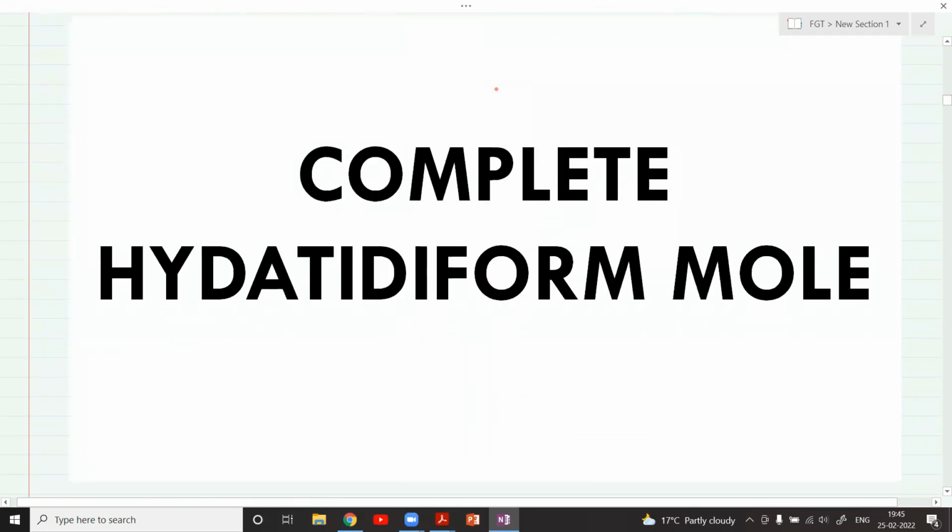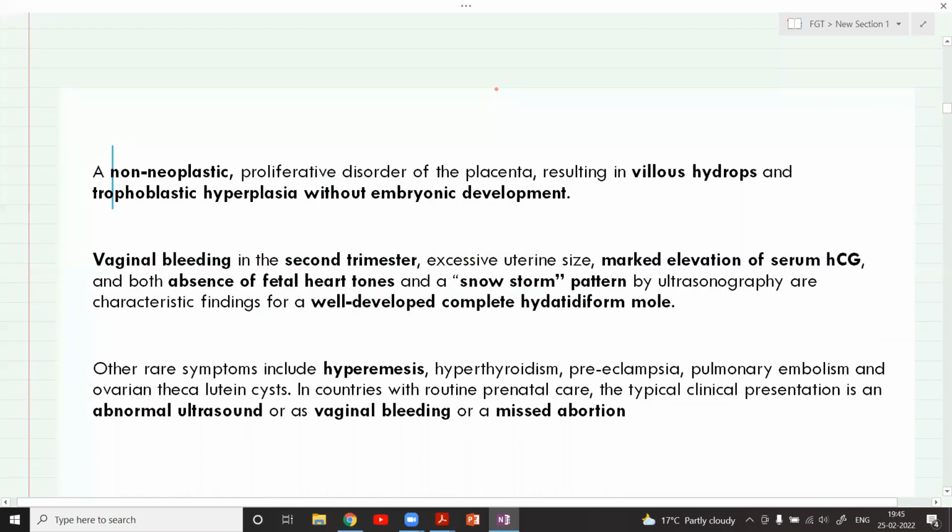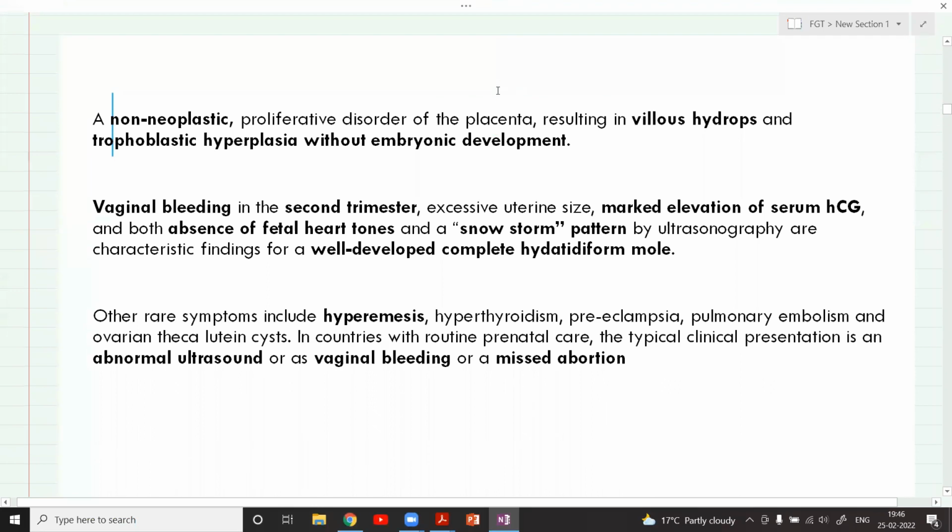First, we are going to read about the complete hydatidiform mole. Basically, as I said, the moles are non-neoplastic. They are not neoplastic by itself. It is a non-neoplastic yet proliferative disorder of the placenta resulting in villus hydrops, and there is trophoblastic hyperplasia without any embryonic development.